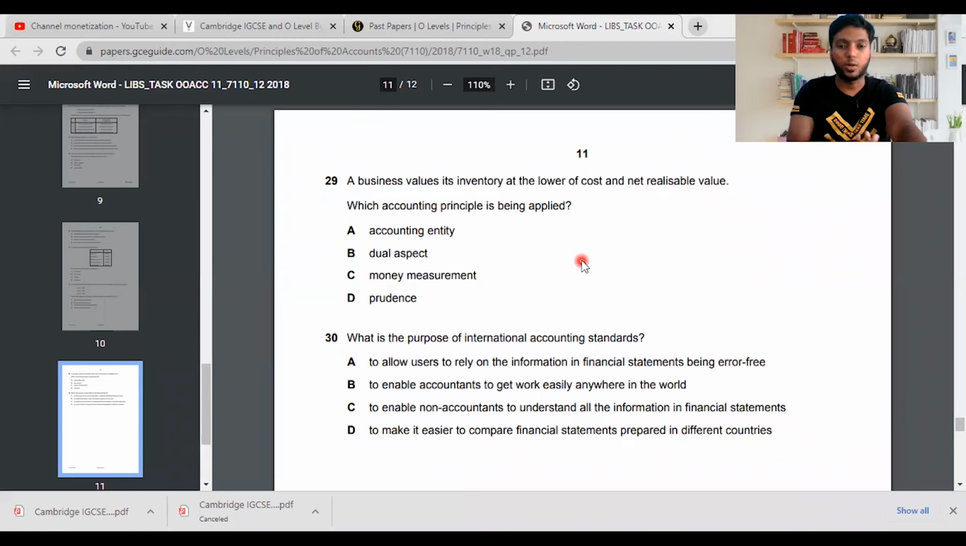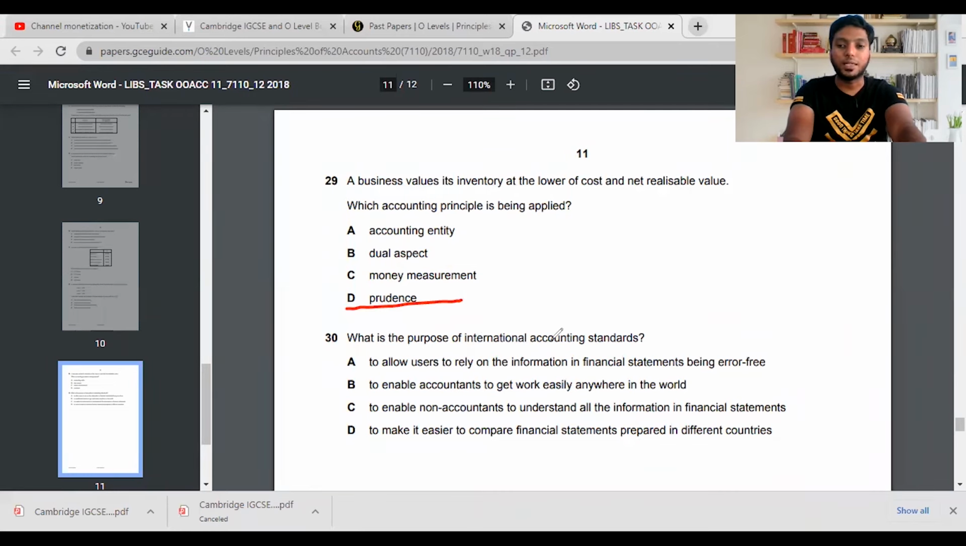One thing you need to understand, accounting entity is where the business and the owner are different. So it's not speaking about the owner and the business. Dual aspect is the double entry. It is not speaking about the double entry. Money measurement is something which you can recognize by money. Of course, lower of cost and NRV can be measured by money, so you can't take it under money measurement either. Prudence is where you are doing lower of cost and NRV to avoid overstating the profit and understating the expenses. So if anything like that is happening, you need to go with prudence. So the concept being applied is the prudence concept, D.